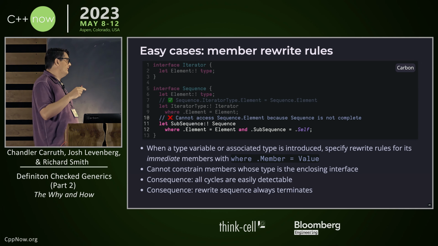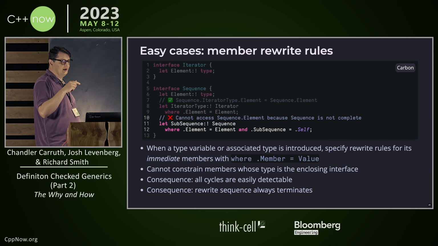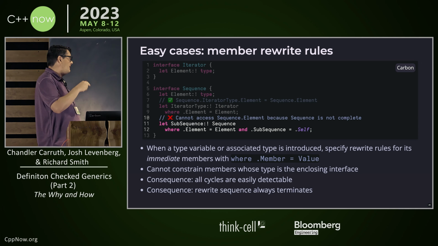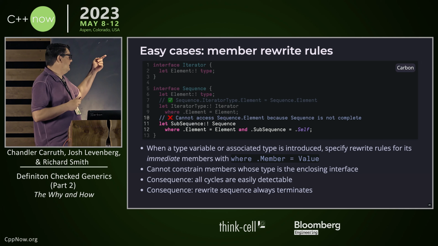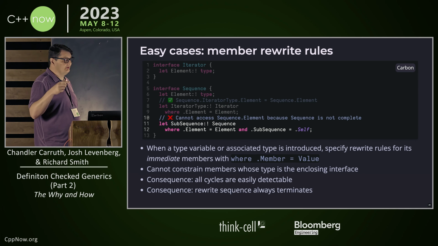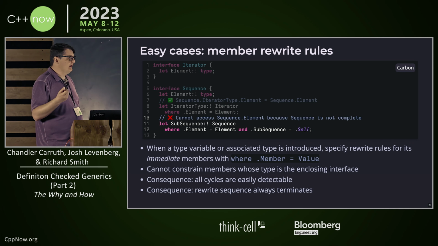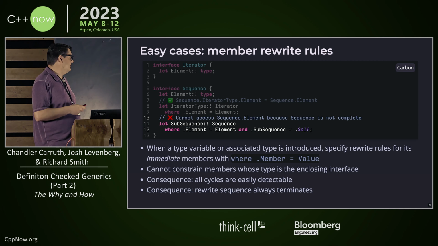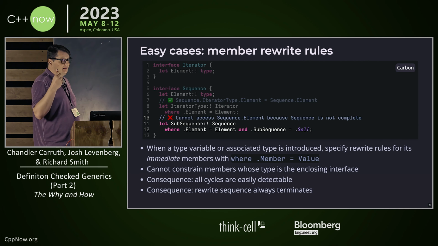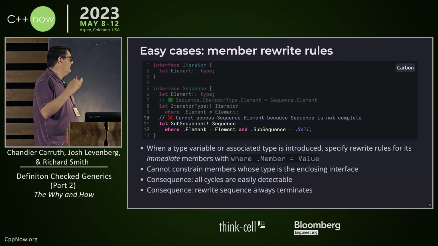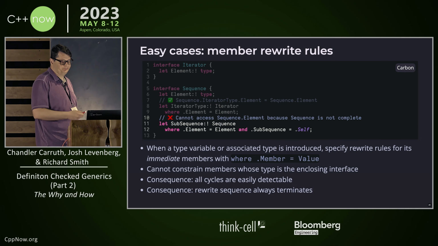There can still be cycles between constraints on associated types in the same member. So you could have, in subsequence, two dot something equals rules that refer to each other. And those are easy to detect cycles. So we can find all cycles, we can eliminate them all. And a consequence of that is that whenever you have this set of rewrites, the rewrite sequence must always terminate.